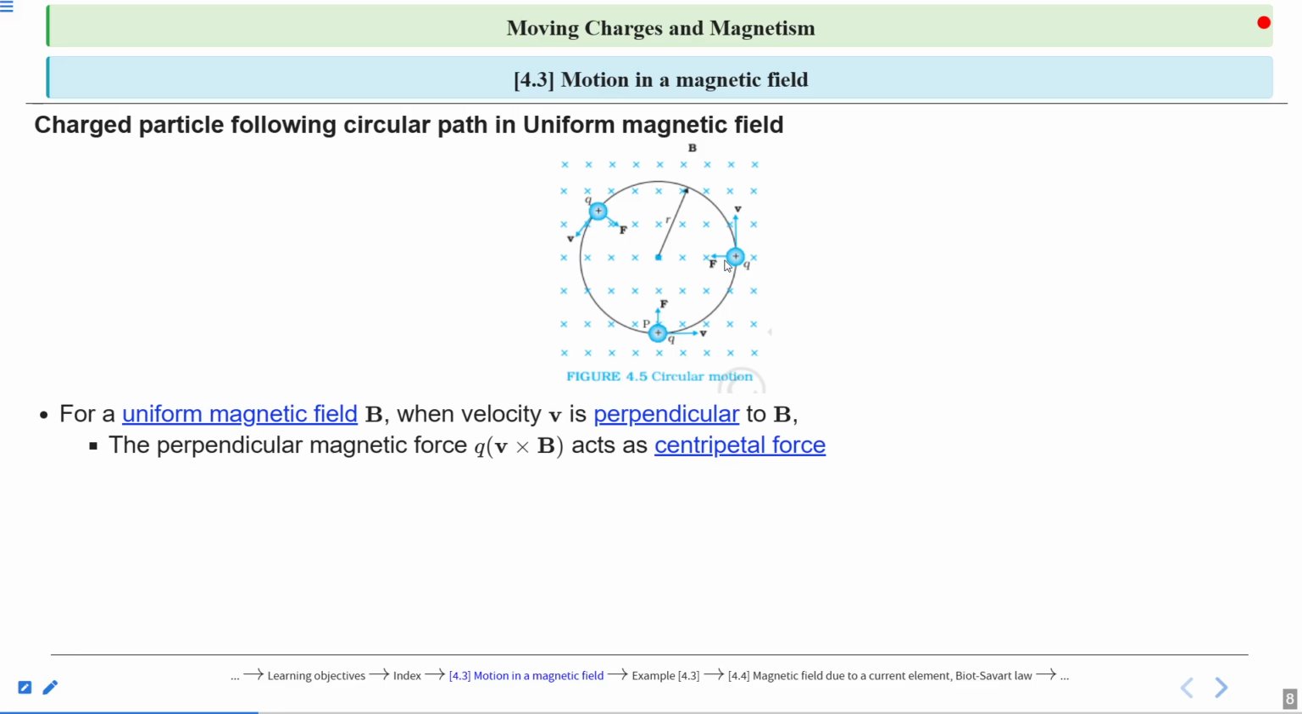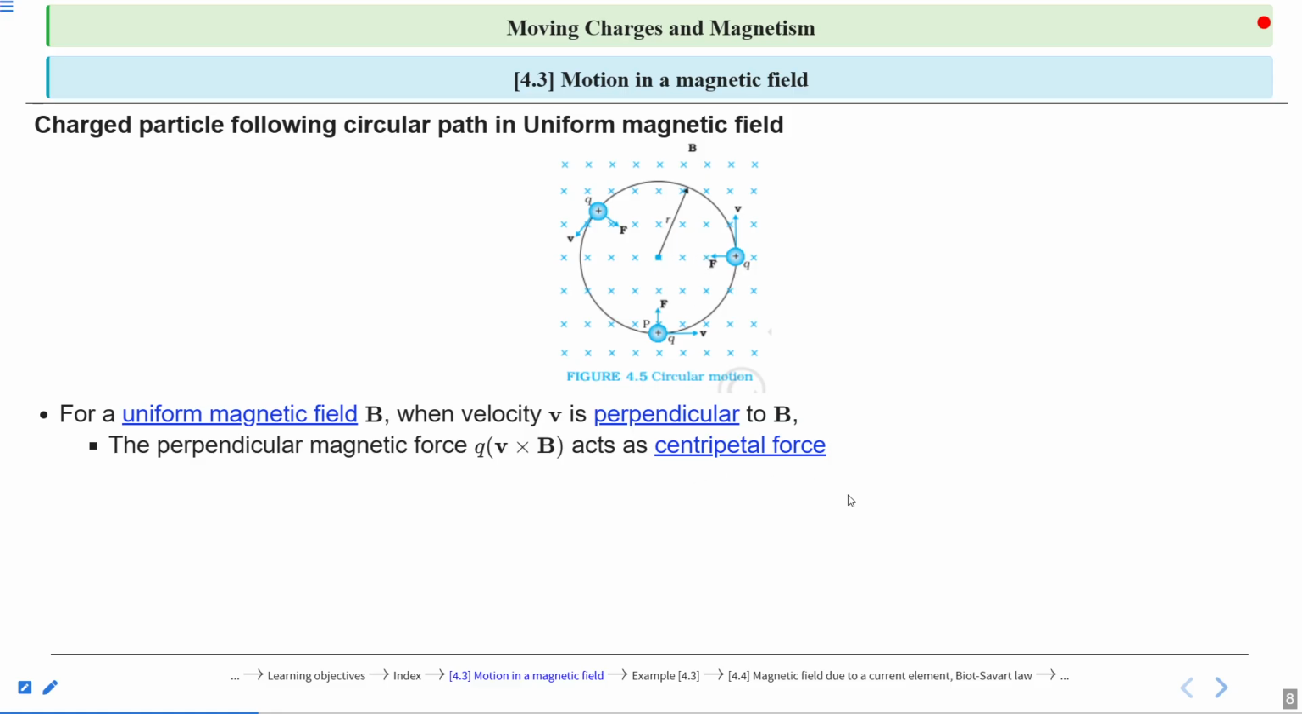At the rightmost part, if velocity is in the upward direction, you have to point your fingers in the direction of velocity and curl them inwards, perpendicular to the plane, in the direction of the magnetic field. You will get the direction of the thumb as the left direction. Similarly, for any point in the circle, you can find the direction of force. You will see that the force is directed towards the center of the circle and acting as centripetal force.